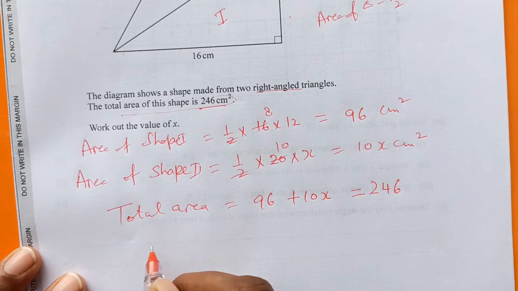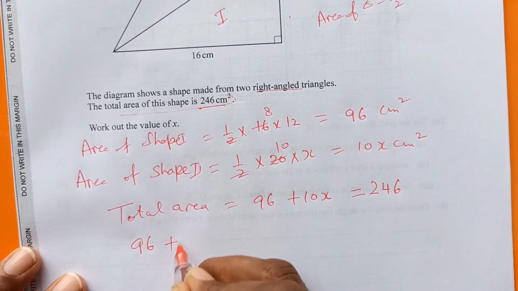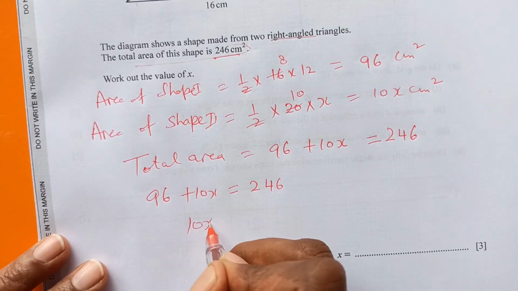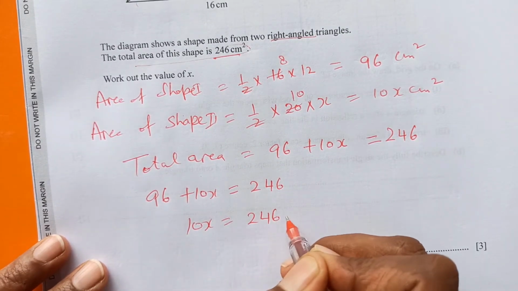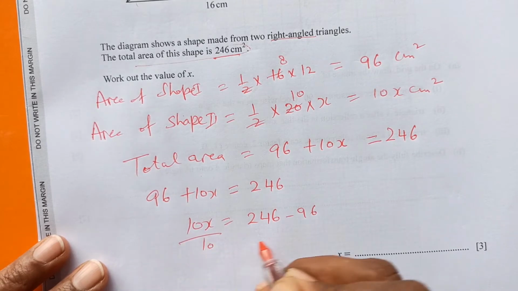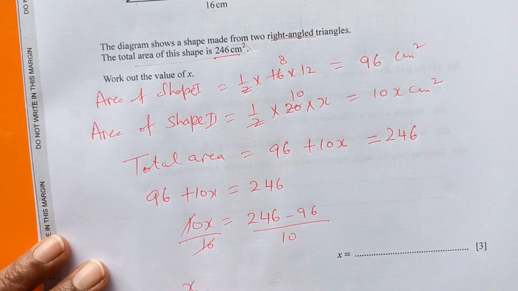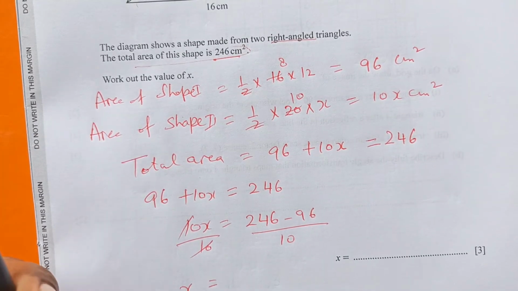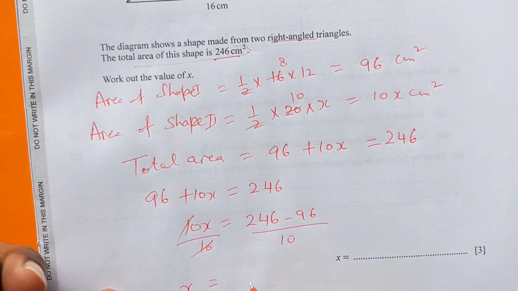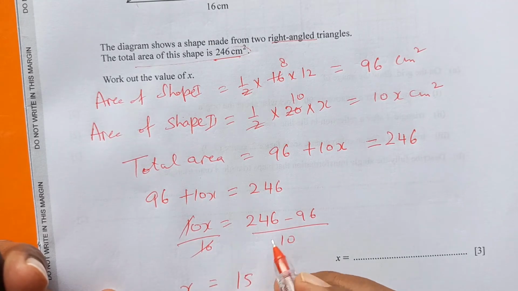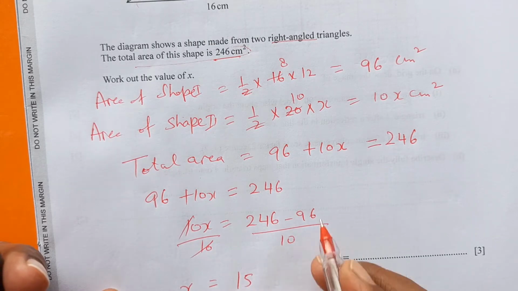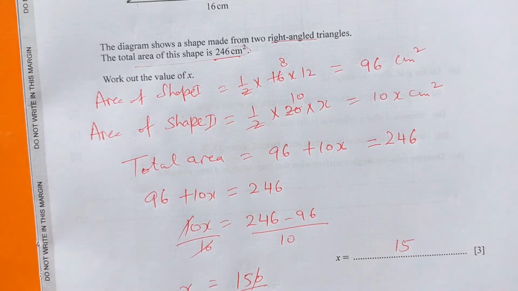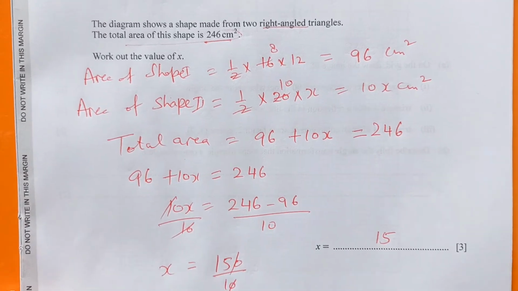And this is given to us as 246, right? So we will find out the value of x from here. 96 plus 10x equals to 246. So 10x is 246 minus 96, which is 150. 150 divided by 10. So x is 15, right?